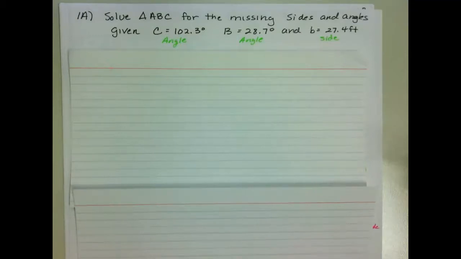So in this case, we're given 2 angles and a side. So we have angle C, which is 102.3 degrees, angle B, which is 28.7 degrees, and side c, which is approximately 27.4 feet. So first thing, you want to make sure your calculator is set on degrees because we're doing triangles.